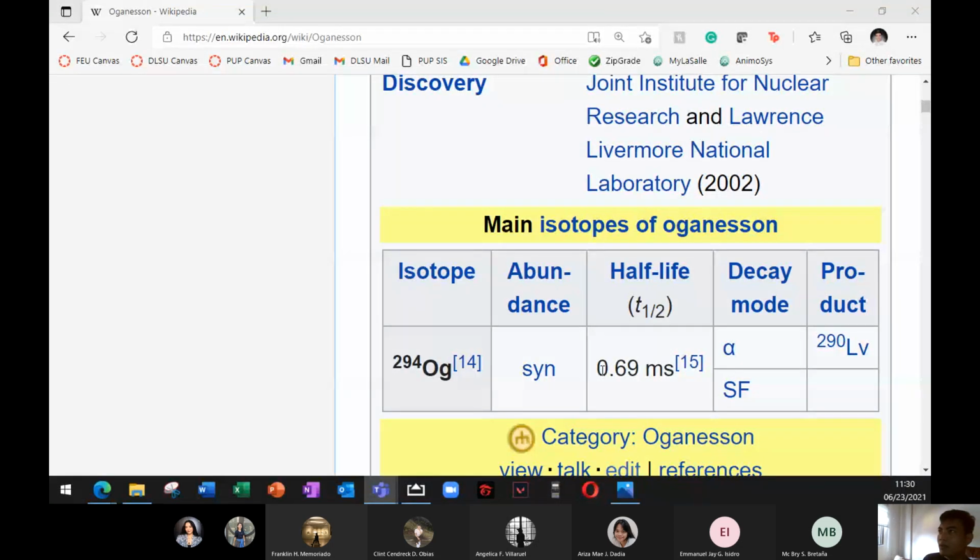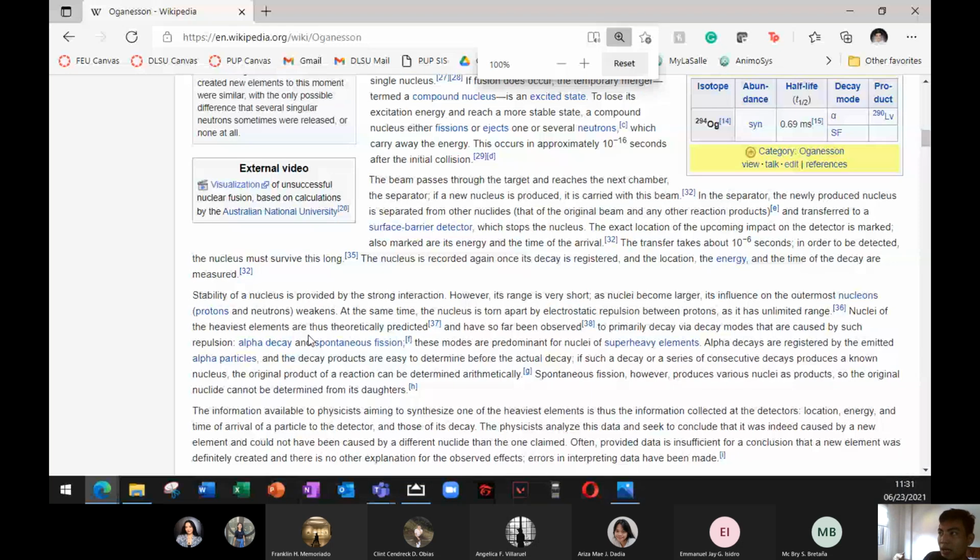0.69 milliseconds lang. Okay? Ibig sabihin nun, if you have 1 gram of organeson, after 0.69 milliseconds, 0.5 grams na yan. The next 0.69 millisecond, 0.25 grams na lang yon. Then later on, kalahati until virtually ubos na siya. Okay? So, ganun kabilis nawawala yung mga elements na malalaki yung protons. No? Kasi nga, hindi na kaya ng strong nuclear force i-hold yan. Okay? So, nag-disintegrate na siya biglaan.